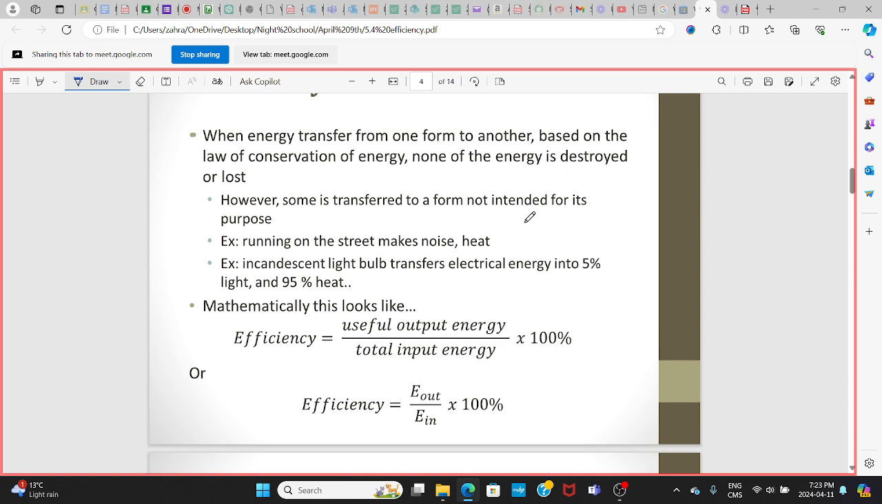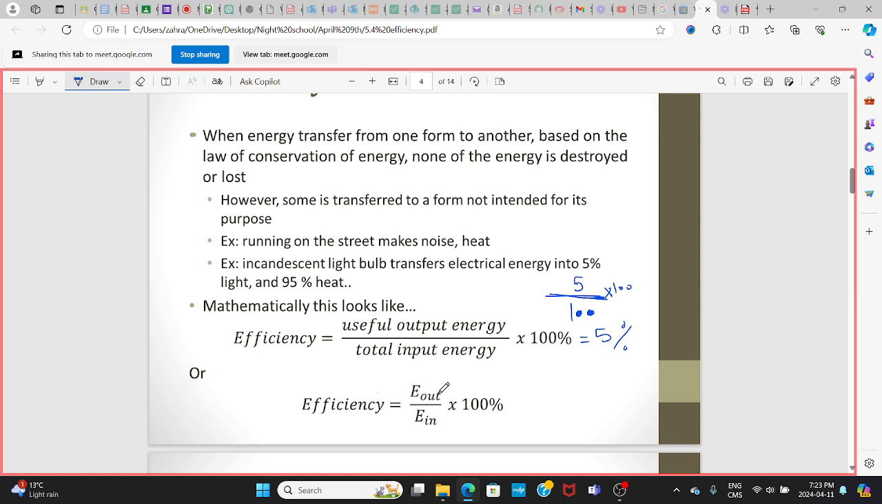That means if you are putting in 100 joules of electrical energy, 5 joules of that will be used. So the efficiency will be 5 over 100 multiplied by 100, which is 5%. The efficiency of this light bulb is 5%, which is very low efficiency.